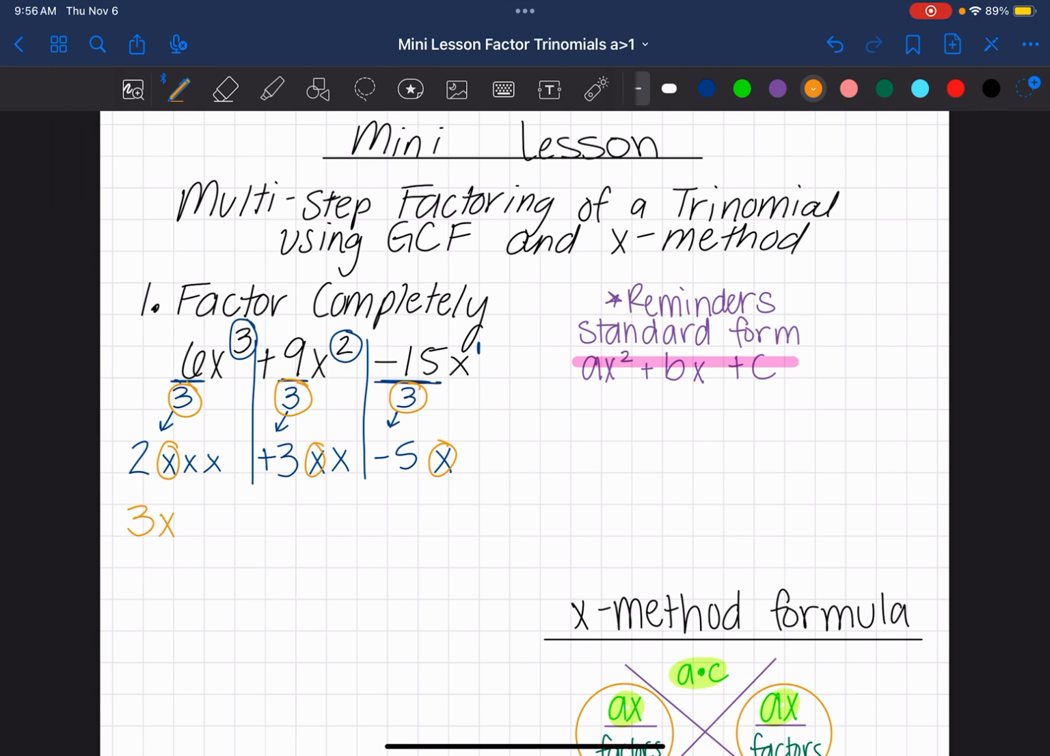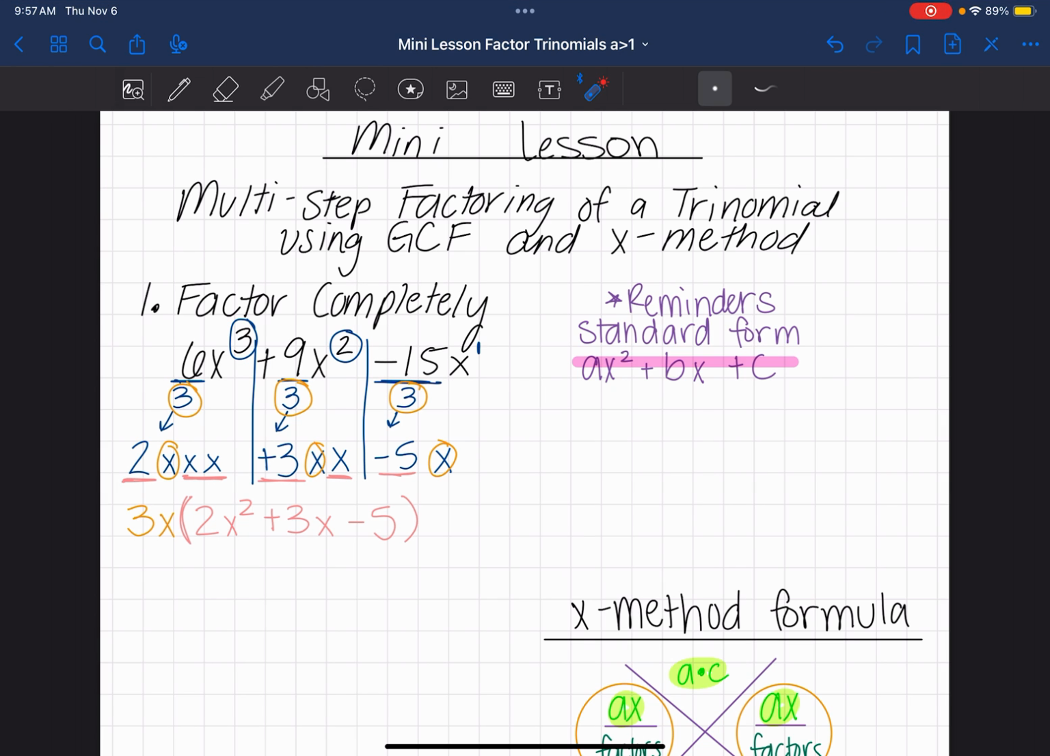Then we're going to write what I call my leftovers inside of the parentheses. So I'm going to open a parentheses and locate all of my leftover items. Starting with the first term, we have a 2, and then we actually have 2 x's left over, which we're going to write as x squared. In our second term, we have a positive 3, so I'm going to do plus 3. And then we have 1 x left over, so I'll just put x. And in our third term, we have a negative 5 left over, and then there are no x's left over, so we are done, and we are going to close up the parentheses. This 3x that is on the outside of the parentheses is our GCF. So we have just completed the GCF factoring.